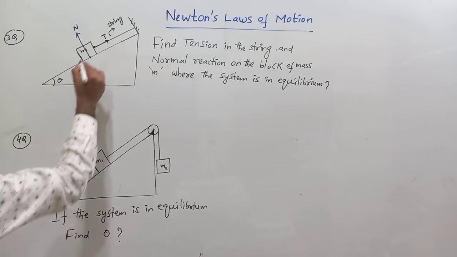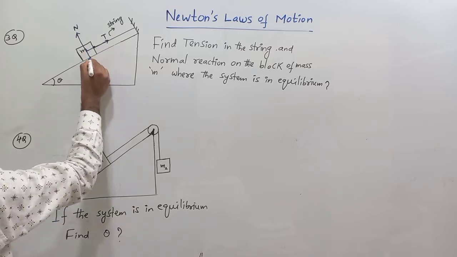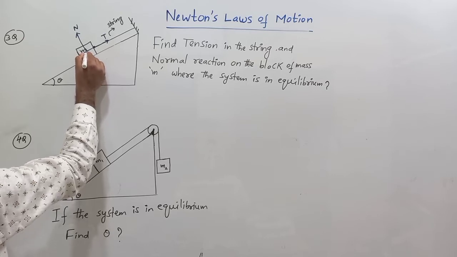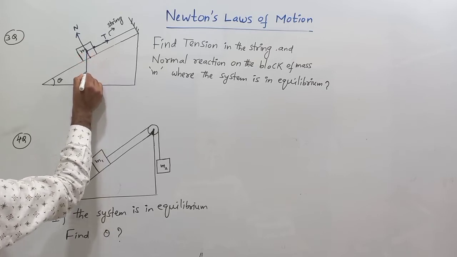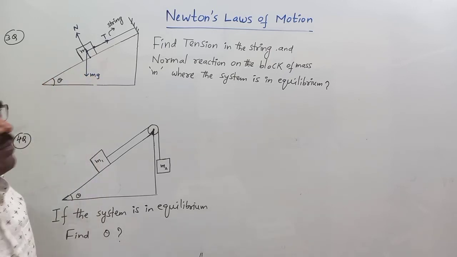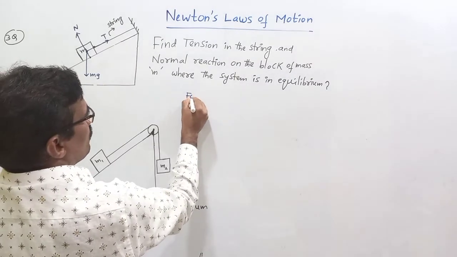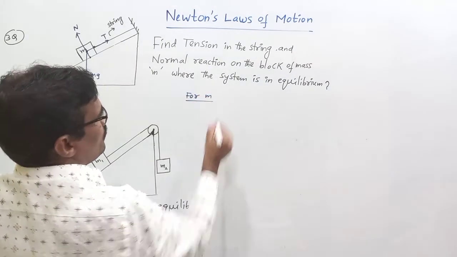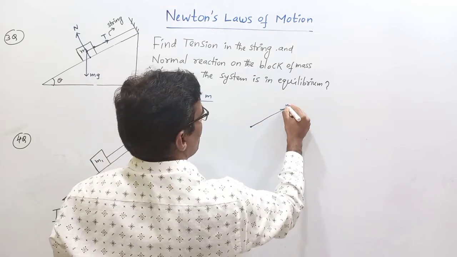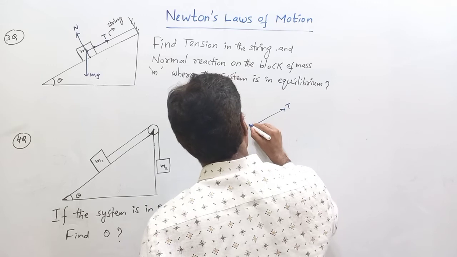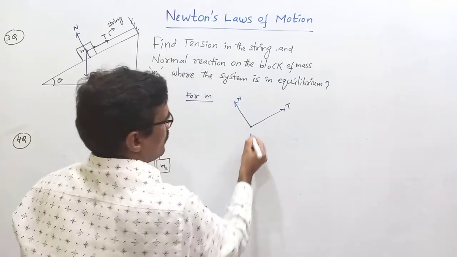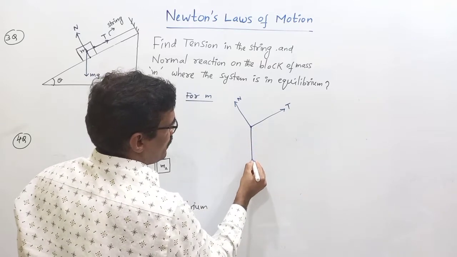We know that the weight is acting in which direction? The weight is acting vertically downward. Weight of the block, suppose here, the block weight is acting vertically downward. So draw an FBD for small m. Here, this side is T, sir. Okay, normal reaction, normal to the surface. This is mg.